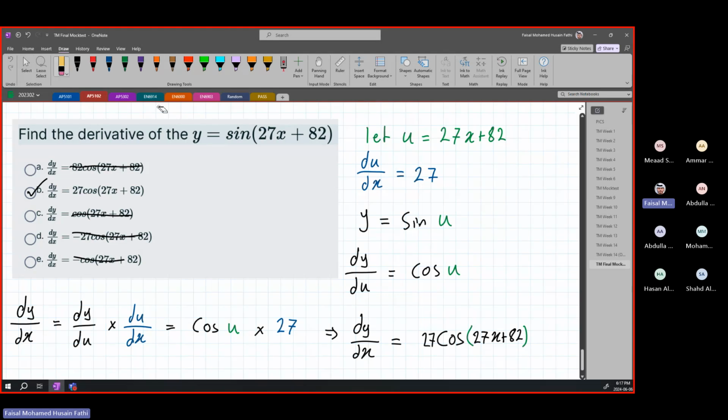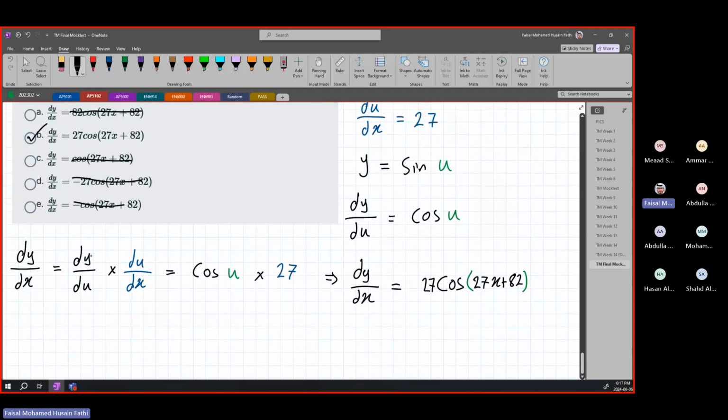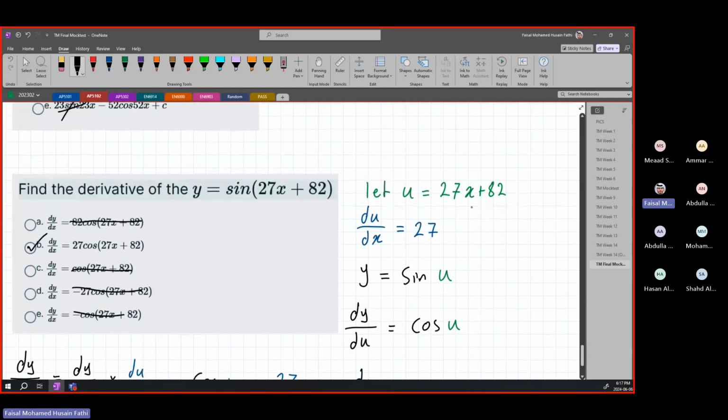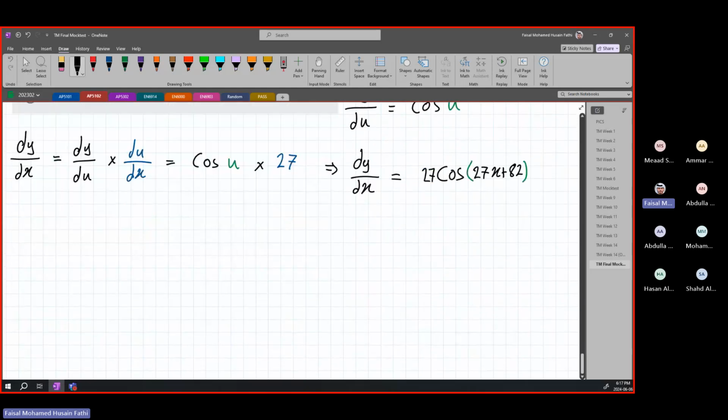But I don't recommend doing this if you're not comfortable, because if you have x cubed, x power 5, or you have multiple x's, you need to know how to actually solve in that way. All right. So this will always work out. You let u, find your du by dx, find your dy by du, and then multiply your dy by du by du by dx to get dy by dx, and substitute your value of u back in. This will always be the same way of solving for any function.